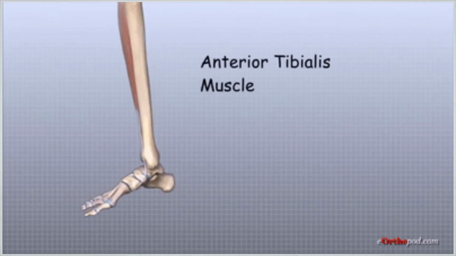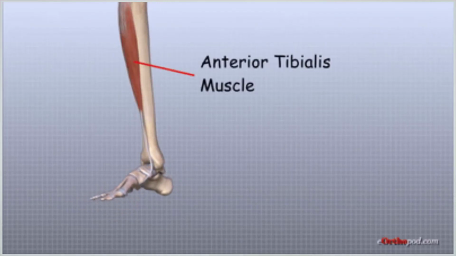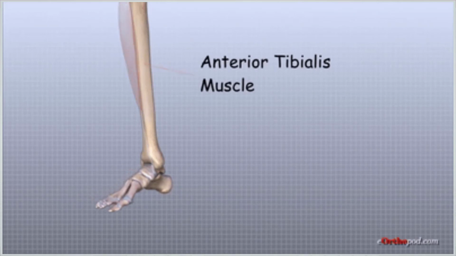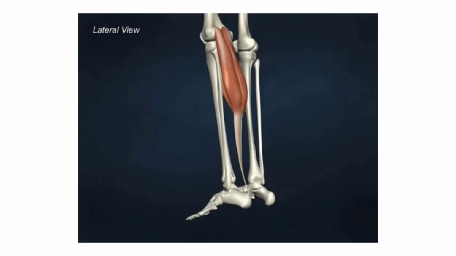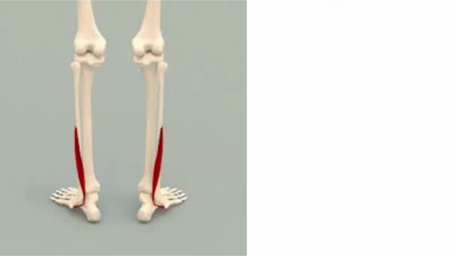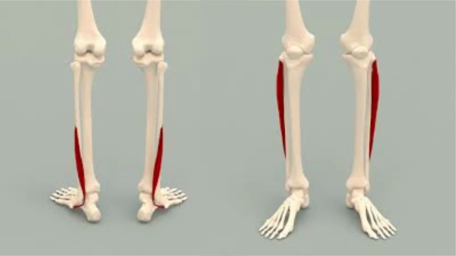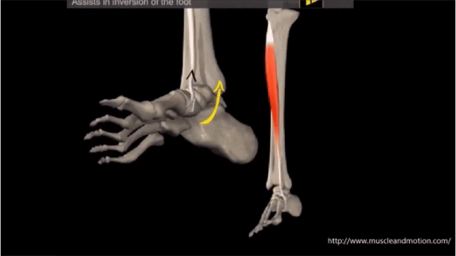The tibialis anterior is responsible for dorsiflexion and inversion of the foot. The gastrocnemius, plantaris, and soleus perform plantar flexion. The fibularis brevis and fibularis longus perform plantar flexion along with eversion of the foot. And the tibialis posterior performs plantar flexion and inversion of the foot.